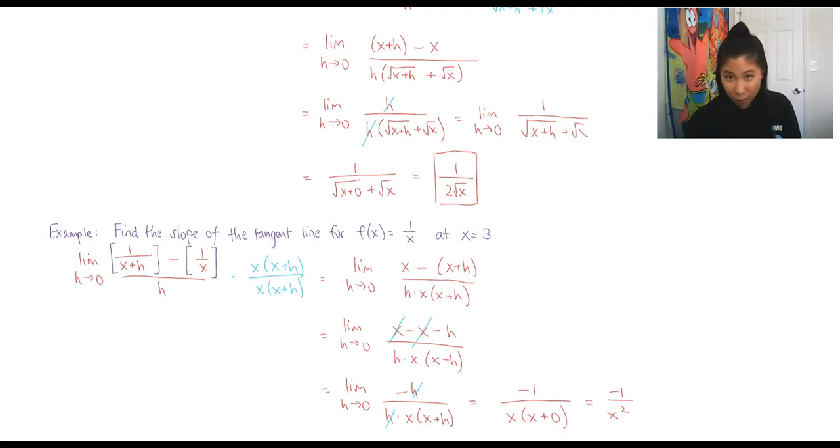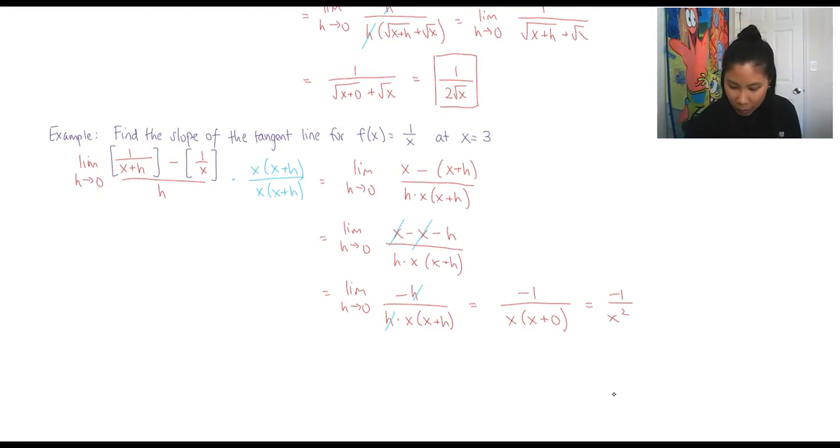Okay, so that's my derivative, but I'm not done yet because they told us x equals 3. So now I'm just going to plug in x equals 3 to get negative 1 over 9. So when they ask me for the slope at x equals 3, it's going to be negative 1/9.